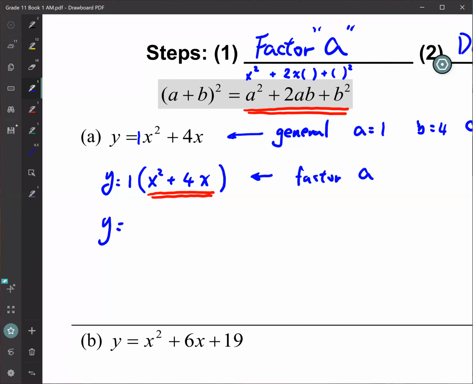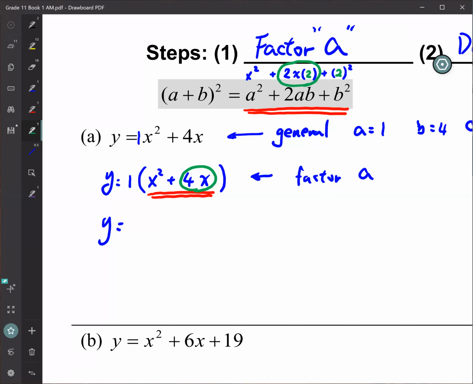A is already x, right? 2x times what? Let me highlight it, okay? This middle part should match the 4x. So what should the empty bracket equal? 2x times what can equal 4x? 2. Yeah, very good. Okay, so we need a 2. So that's telling us the B has to be 2, so the last one has to be 2 squared.